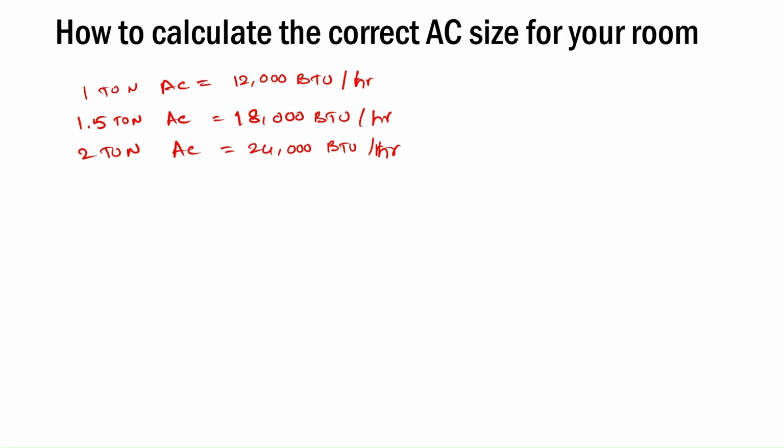Let's consider that a room has 12 feet width and 12 feet length, and we calculate the area of the room. The area is equal to length into width, so 12 feet into 12 feet, which comes to 144 square feet.